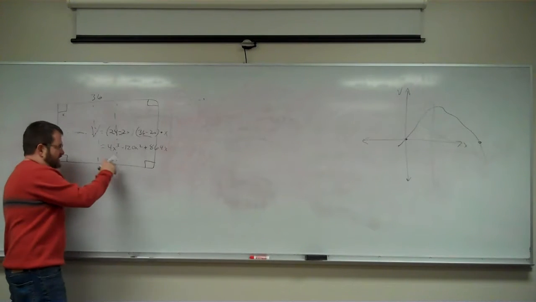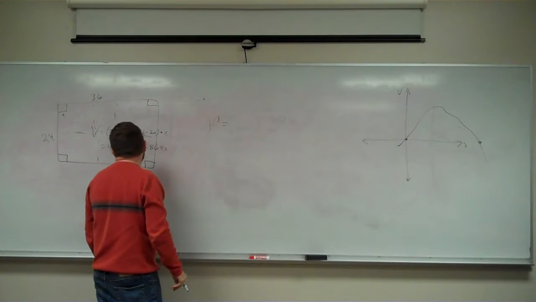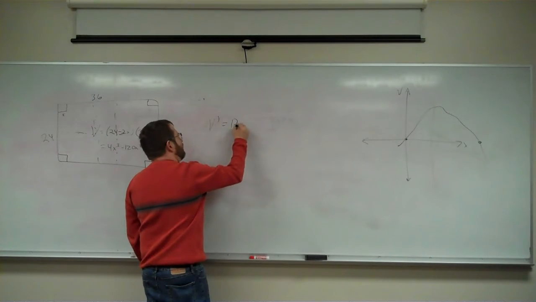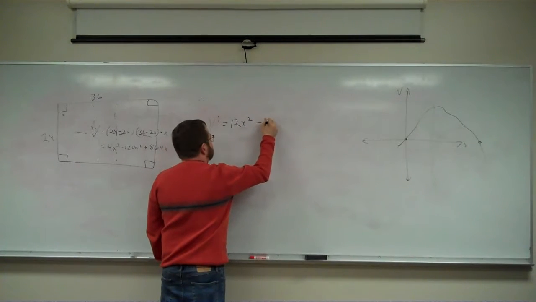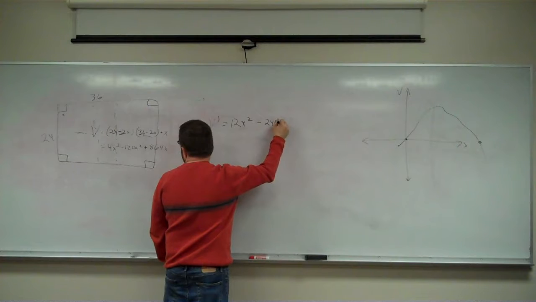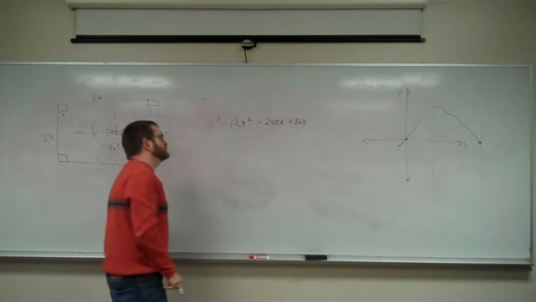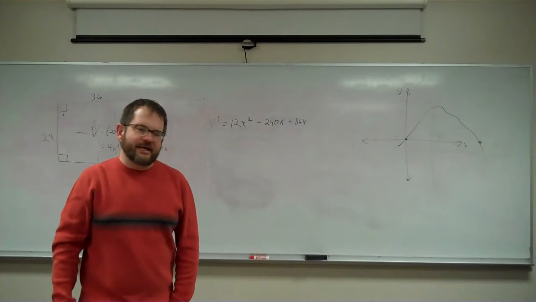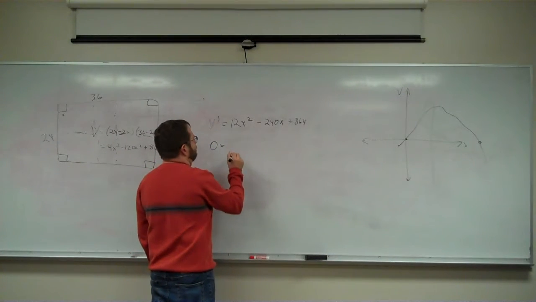How are we going to find that volume? Well, we're going to need the derivative. The derivative of volume with respect to x is going to be 12x squared minus 240x plus 864. And what we're going to do is find the places where that slope is equal to 0 to find the critical points.